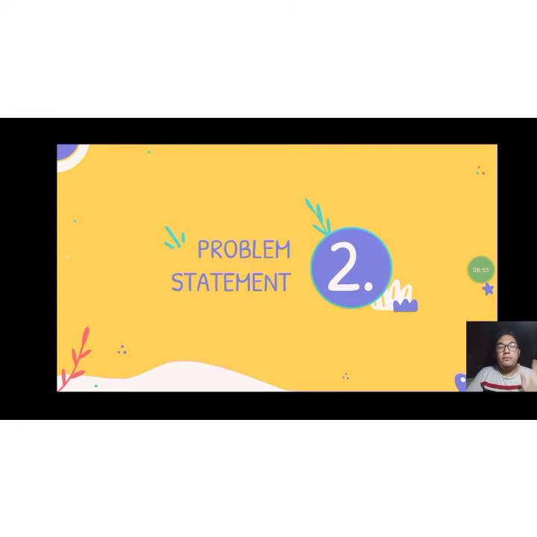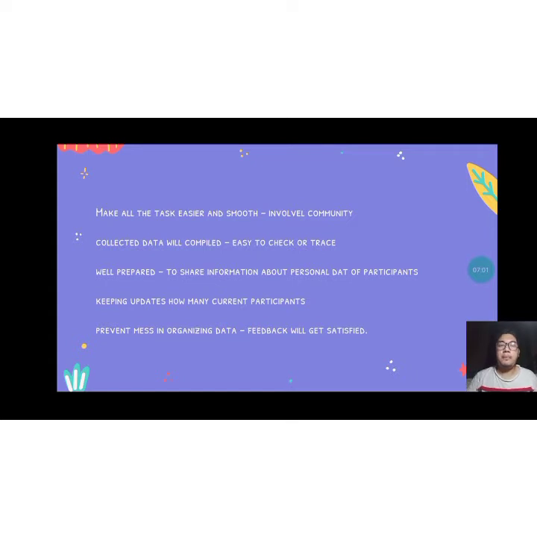So here we move on to the problem statement. The existence of the Data of Participants department is to make all the tasks during the event easier and smoother. This is because this event involves a lot of participants from communities all over the states of Malaysia, meaning this group is really important to collect the personal data of participants. It would be hard to collect all of this without proper action, and in the end it would turn into a mess for the whole organizing team.